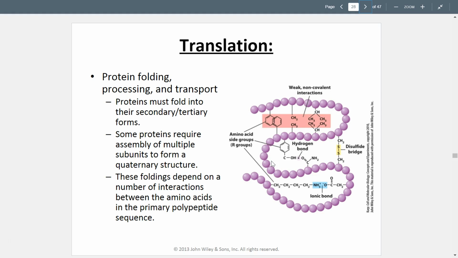So think about this, especially look at this picture right here. See this disulfide bridge that's happening right here? That's because these 2 amino acids have sulfur in them. And there are actually only 2 amino acids that we have that.